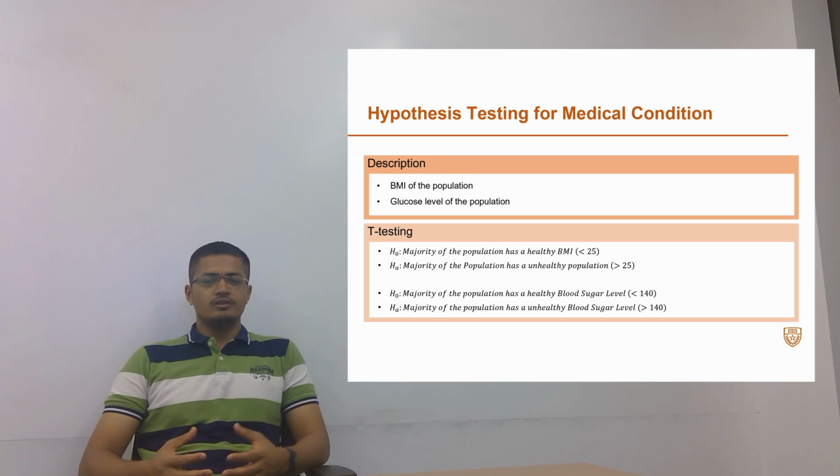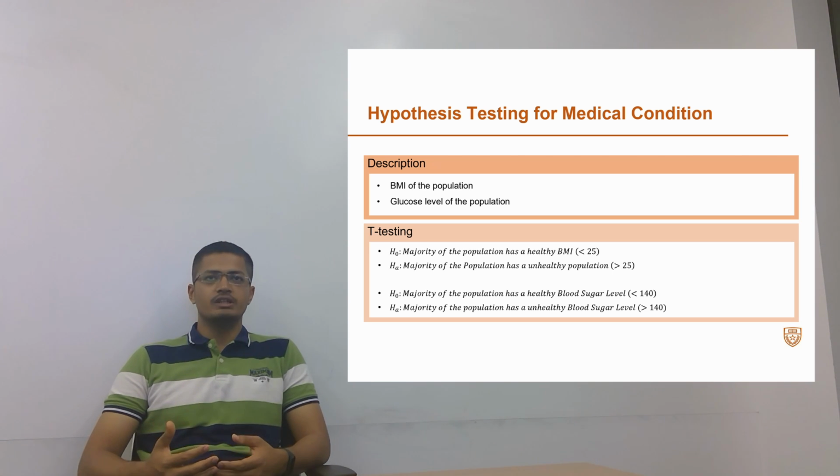Now for the hypothesis testing, we're going to test two parameters, the body mass index and the glucose level of the population. The null hypothesis for both cases is that the population is healthy. For BMI, we take a standard value of 25. If the value is less than 25, the population is healthy, and if it is more than 25, they fall into the overweight and obesity condition. For blood sugar level, 140 is the division mark. A blood sugar level of less than 140 is considered healthy, and more than 140 leads to pre-diabetic and diabetic conditions.